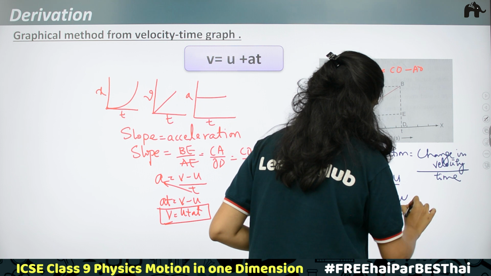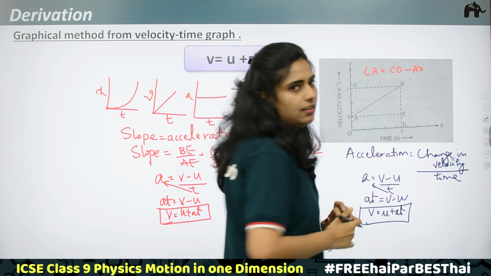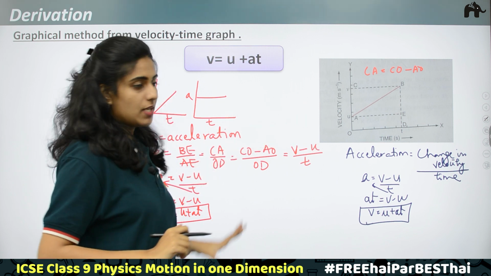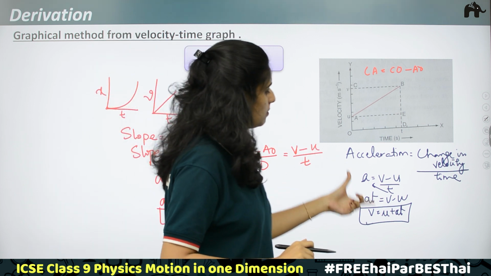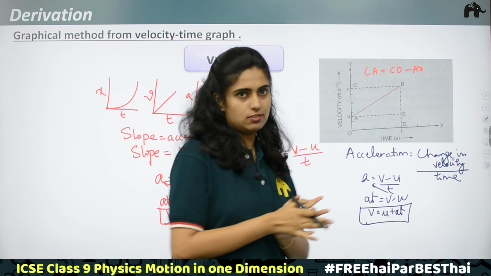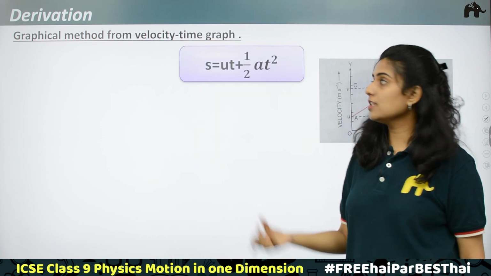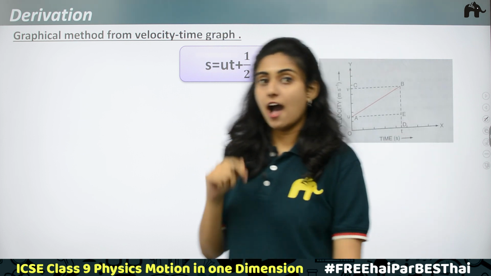So, this is also correct. So, this is a simple derivation. Okay. So, derivation using the velocity time graph and the derivation by just the definition of acceleration. Okay, this is an alternate method. Now, let us derive the second equation of motion, which is S is equal to ut plus half at square.